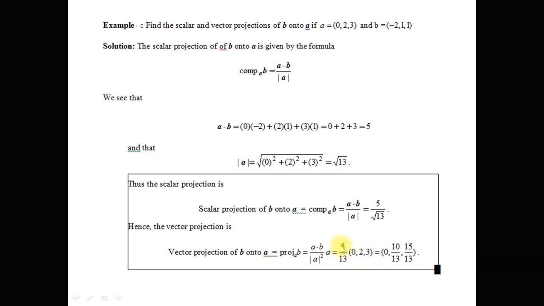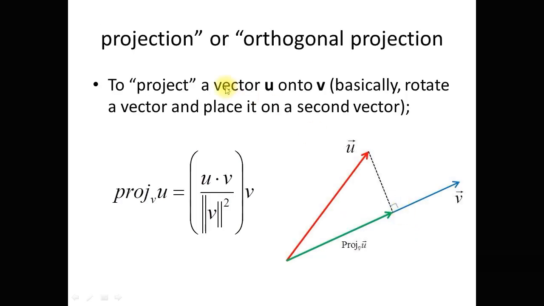Now multiplying this scalar to the vector, we obtain the vector quantity. So this is the vector projection of B onto A, which has the components 0, 10 by 13, and the third component is 15 by 13. Now dear students, projection is also called orthogonal projection.